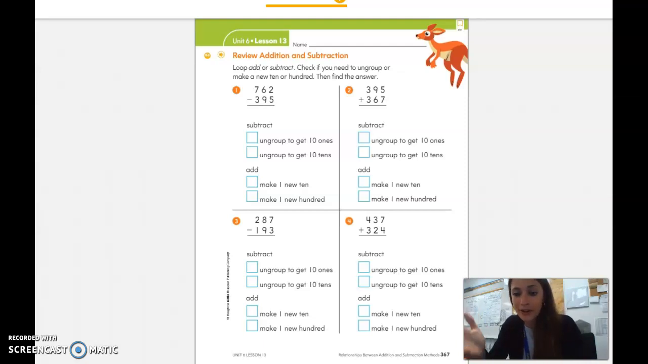What is the most important thing to decide in subtraction? If you need to ungroup for more ones, or for more tens, or both. So what do you do when you ungroup to get more ones? How do you ungroup to get more ones? If there are not enough ones to subtract, you ungroup 1 10 into 10 ones.